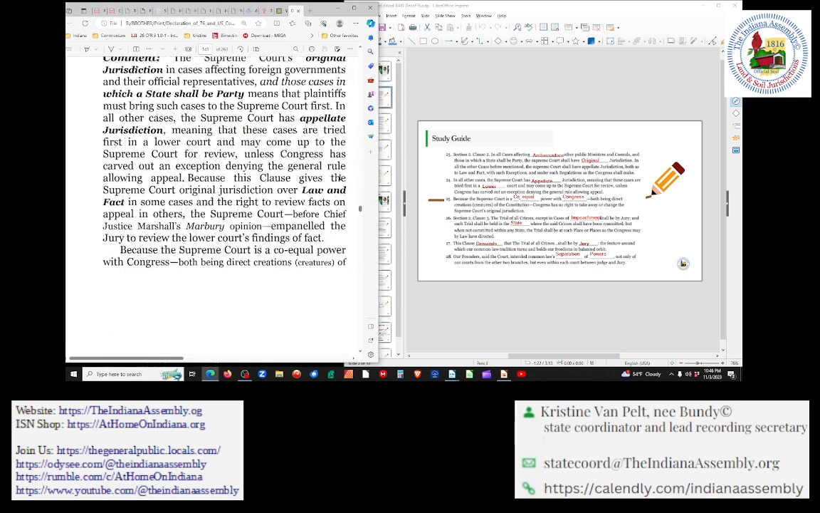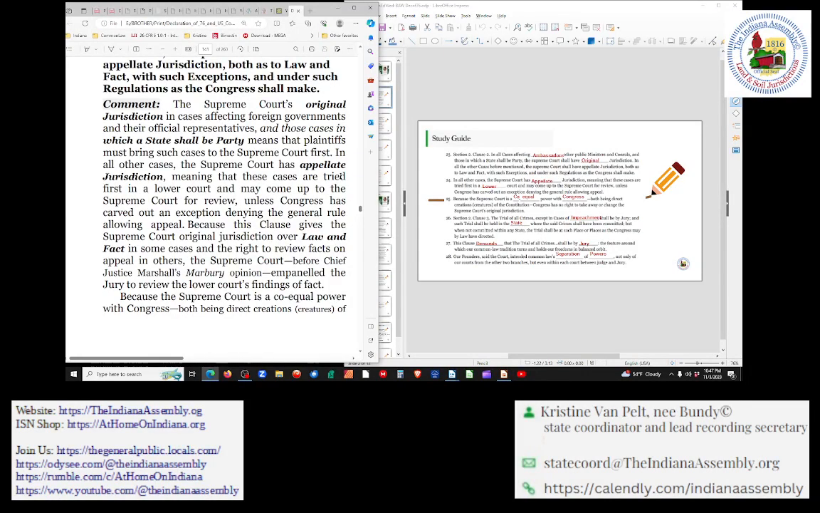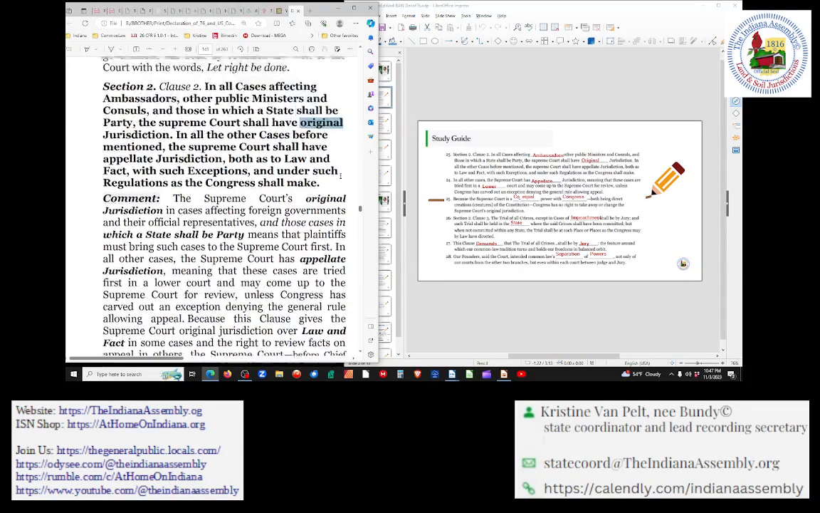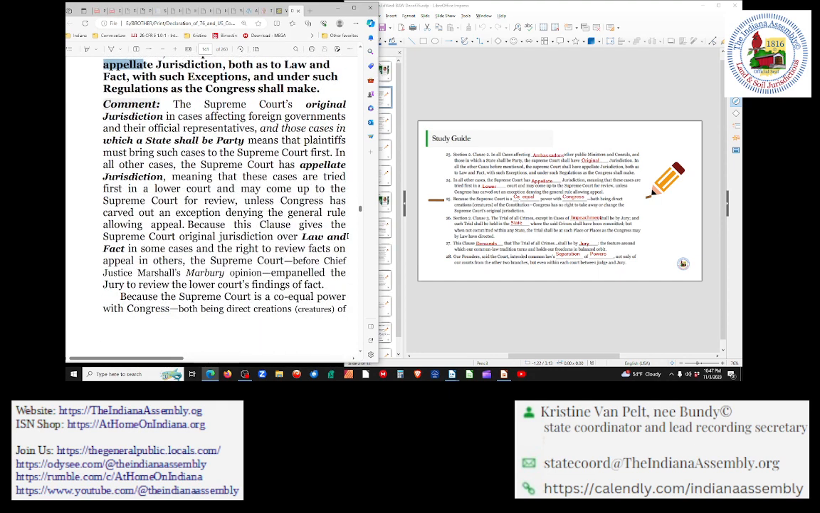Number 24. In all other cases, the Supreme Court has appellate jurisdiction, meaning that the cases are tried first in a lower court, and may come up to the Supreme Court for review unless Congress has carved out an exception denying the general rule allowing appeal.